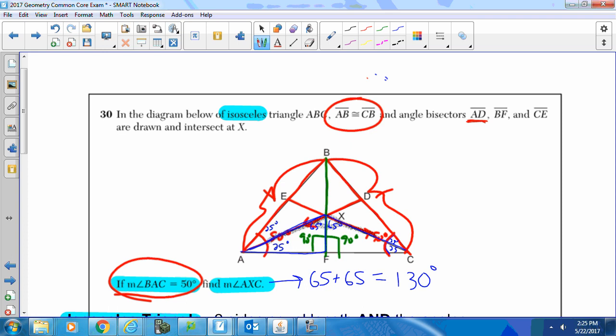All right? So there you go. Also, another thing you want to talk about. If you knew that these were 50, then you know up here has to be 80. So that means each one of these has to be 40, right? So that's another way you could go. There's so many ways you could go about this, but 130 would be your answer either way. All right?